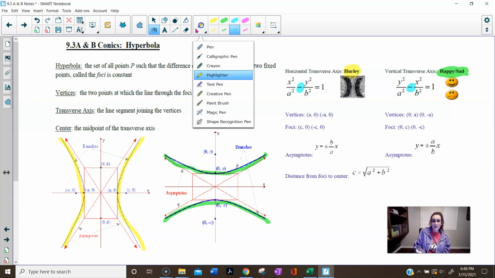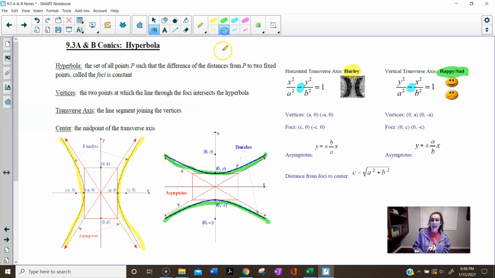You'll notice, how do you know then that it is a horizontal? How you know it's a horizontal is the x squared is going to be positive. That will give you this horizontal one. Now, if the y squared is positive, so here's the y squared, if it's the positive ratio, then it will be vertical. So that's how you tell the difference between the two.